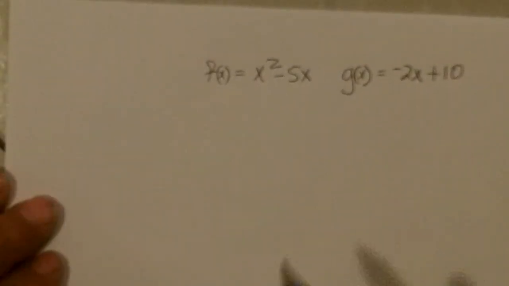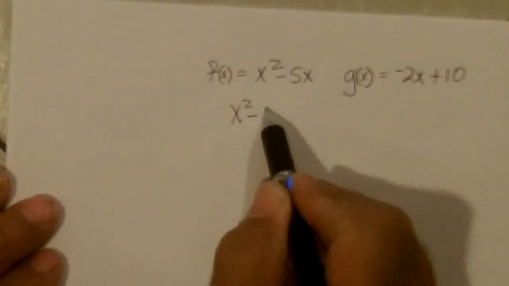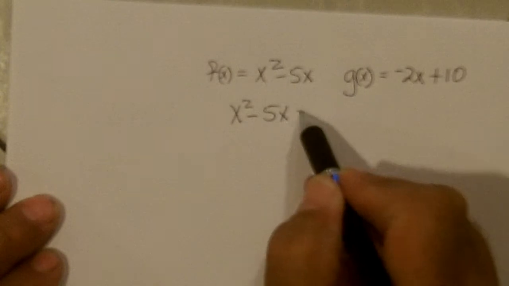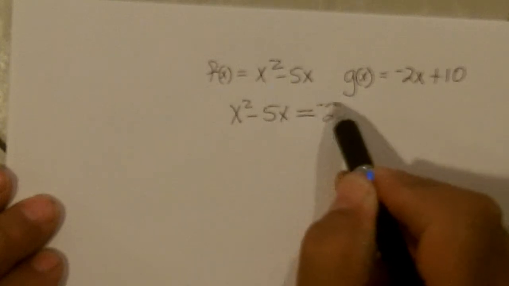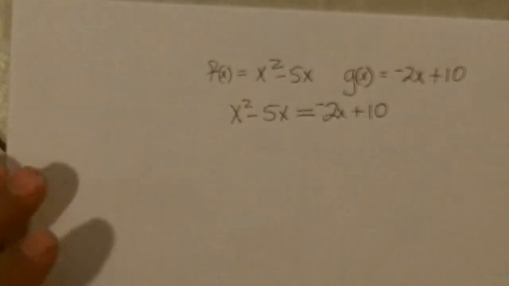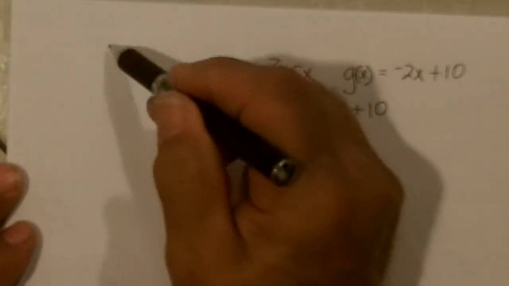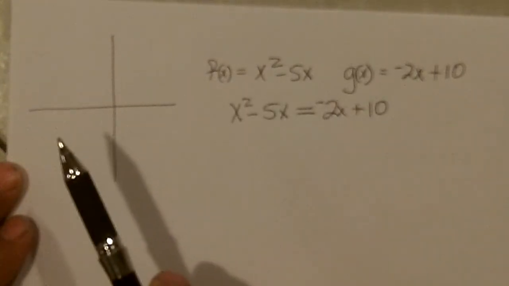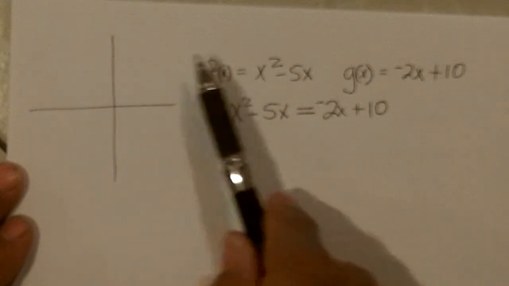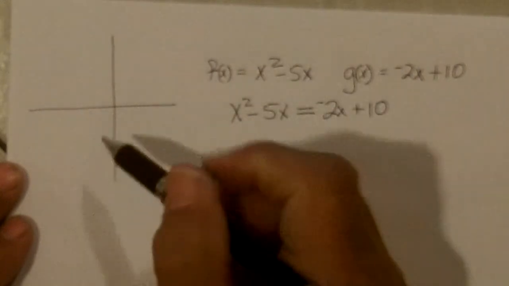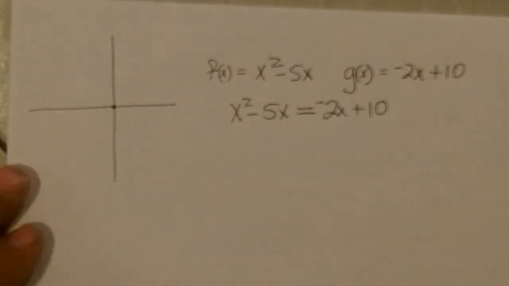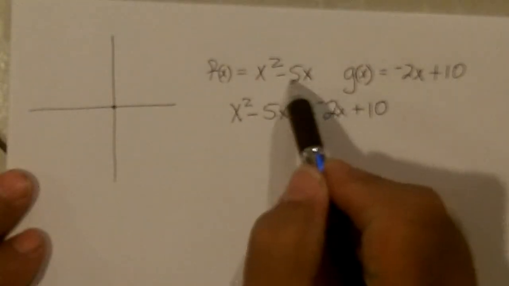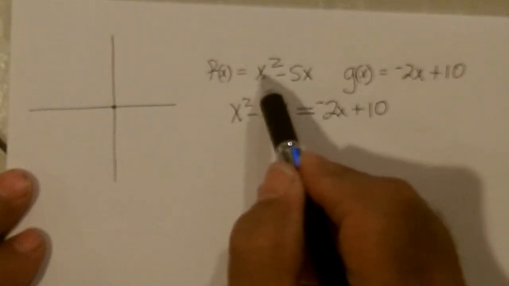They intersect when they are the same height, when f of x equals g of x. So we set these equal. X squared minus 5x equals negative 2x plus 10. Now, let's just kind of sketch this real quickly so we understand what we're doing graphically. X squared minus 5x, that's a right side up parabola. In fact, if you put in 0, you get 0. So it goes through the origin. It goes through 5, because that should be 5, 0.